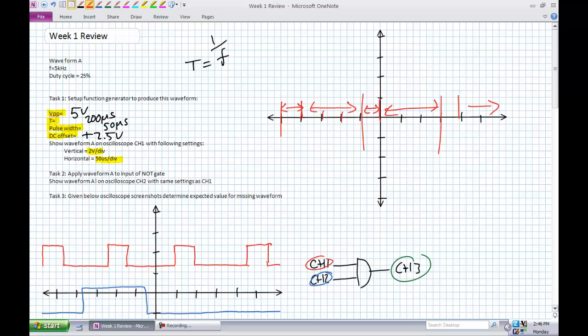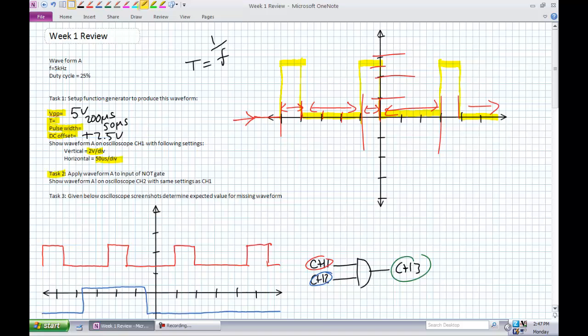Vertical sensitivity, 2 volts per division. If I go in from 0 volts, I'm assuming that is where I've placed channel 1's 0. If that's 0 volts, that's 2 volts, that's 4 volts, that's 6 volts. Where does 5 volts fall? Right there. So my final waveform should look something like this. I'm drawing it in yellow, so I've got red everywhere. That is a 5 kilohertz waveform with a 25% duty cycle displayed on an oscilloscope with 2 volts per division, 50 microseconds per division.